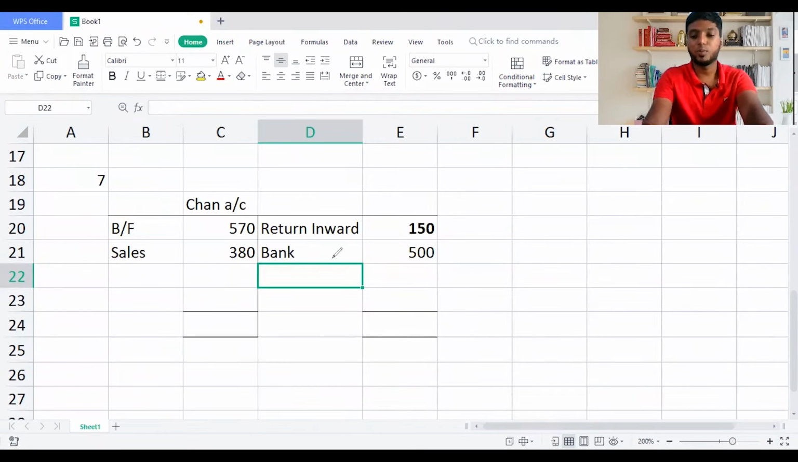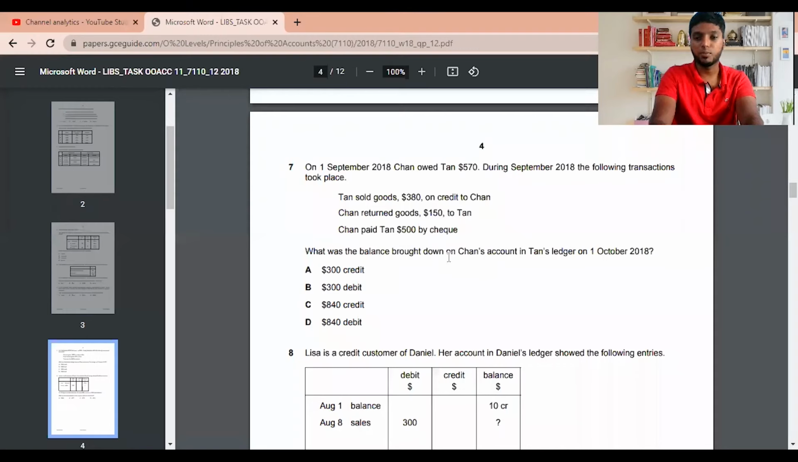Now what is the carried down balance? What Chan needs to give us at the month end is what they are asking. What was the balance brought down on Chan's account in Tan's ledger on 1st October 2018? So they are asking the beginning of the month, not the end of the month. Is it credit or debit? That's what we need to see.